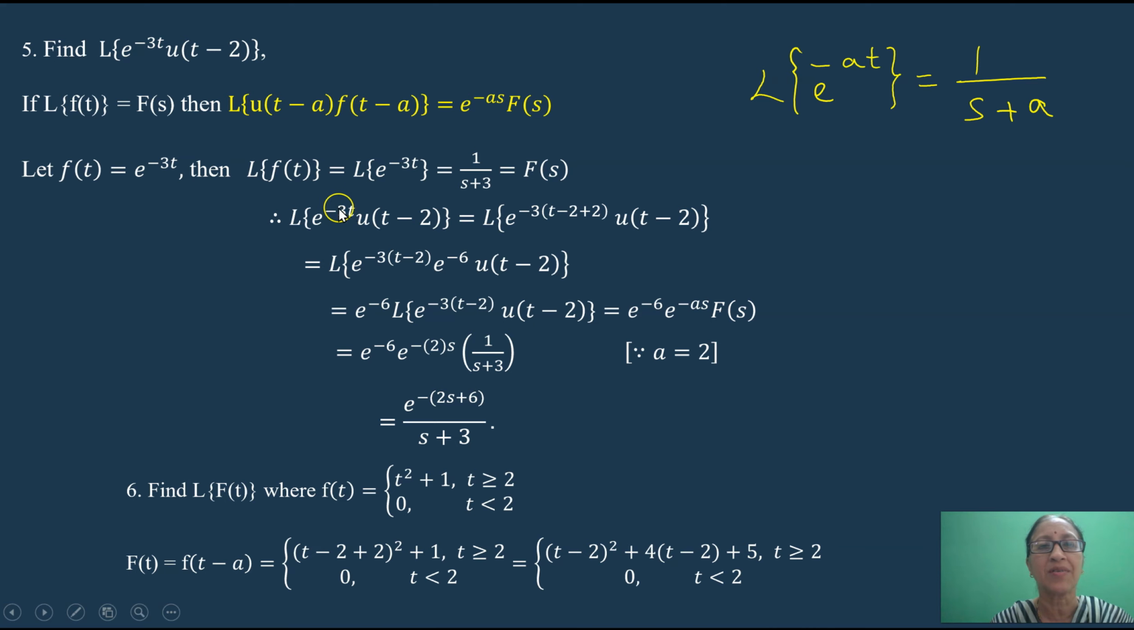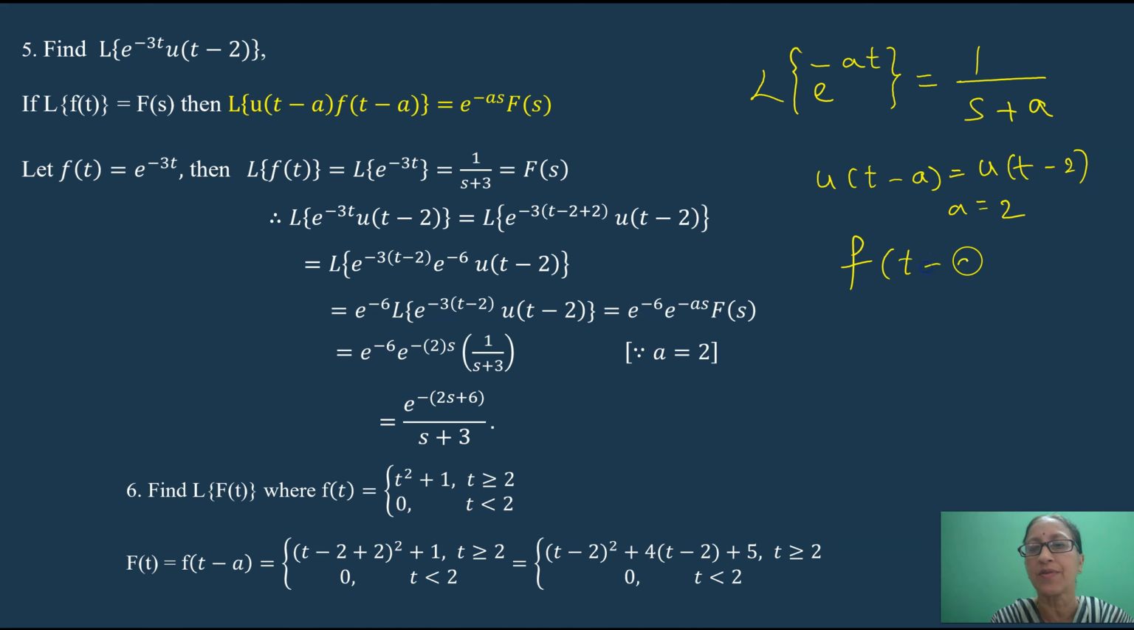To express this power in terms of t minus 2, let us add and subtract this number 2, because here in the place of a, 2 is there. Here u of t minus a equals u of t minus 2, that is a equals 2. So to express f of t in the form of f of t minus a, you should include this a, right? So here we have added and subtracted this 2 in this power.